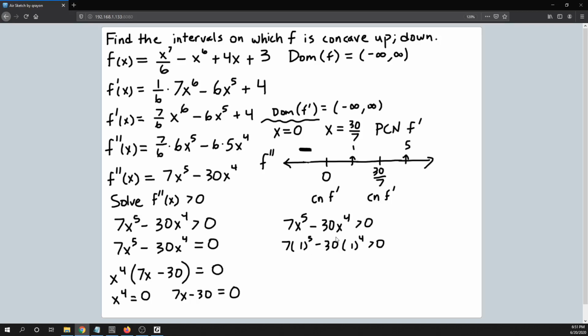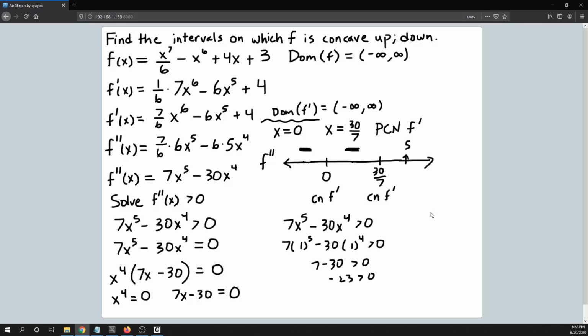Okay. All right, next up we will plug in this value for 1 into the same inequality. So we would plug that in, and we would get 7 minus 30 greater than 0. So you get -23 greater than 0. So again, we get a negative number, so we will put a minus sign over this interval. What that means is that every number, when we plug it in, we will get a negative number there.